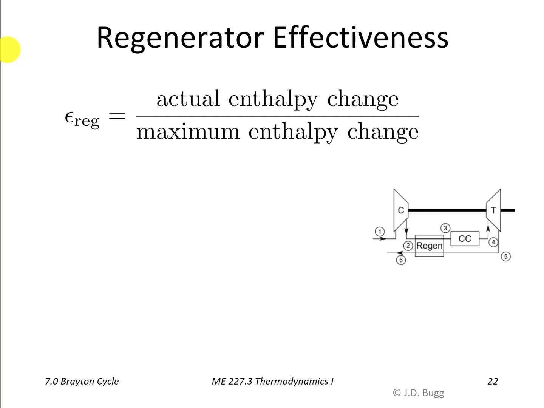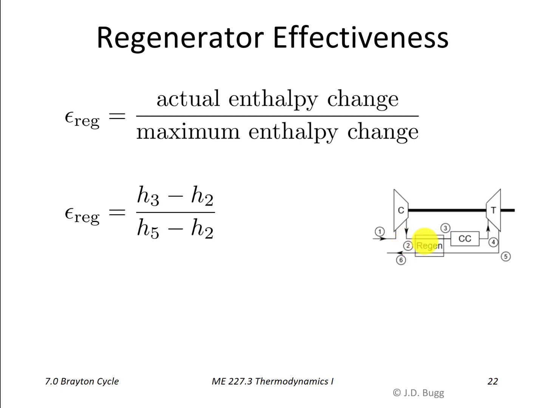So the symbol that we're going to be using for effectiveness is an epsilon. So this stands for the effectiveness of the regenerator, and it's defined as the actual enthalpy change. So that's the enthalpy change as the compressed air goes from 2 to 3, divided by the maximum possible enthalpy change. And so we'll be talking about what that is as we go forward here. So in terms of enthalpies and state points on our little sketch over here, the actual enthalpy change is H3 minus H2. And notice that'll be a positive number.